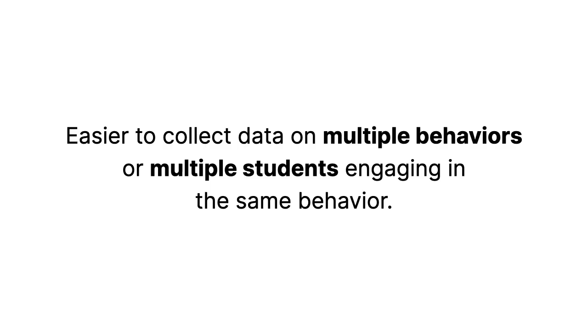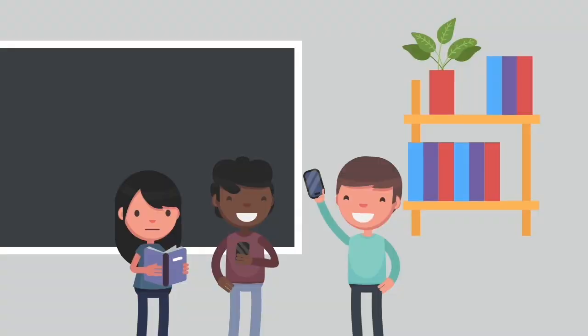An advantage of momentary time sampling procedures is feasibility with regards to collecting data on multiple behaviors during the same observation period, or multiple students engaging in the same behavior. For example, let's say several of the students in your class are using their cell phones to text or access social media. You can say, okay, at the 1-minute mark, I'll collect Billy's cell phone behavior. At the 2-minute mark, Sally's cell phone behavior. At the 3-minute mark, Brian's cell phone behavior. And at the 4-minute mark, Andrew's cell phone behavior. And that allows you to potentially collect data on multiple students at the same time in a way that is fairly practitioner-friendly.